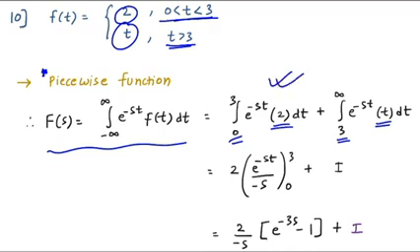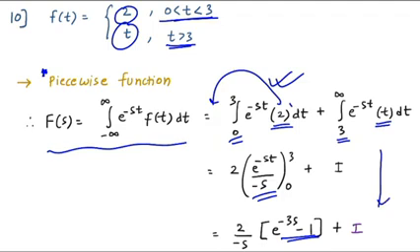This part of integration is very easy. Why? This is constant, take it outside. So 2 is constant, take it outside. So 2 into integral 0 to 3 e raised to minus st dt. The answer would be e raised to minus st upon minus s. The upper limit is 3, lower limit is 0. So upper limit minus lower limit, the final answer would be this. No problem. The integration was very easy.